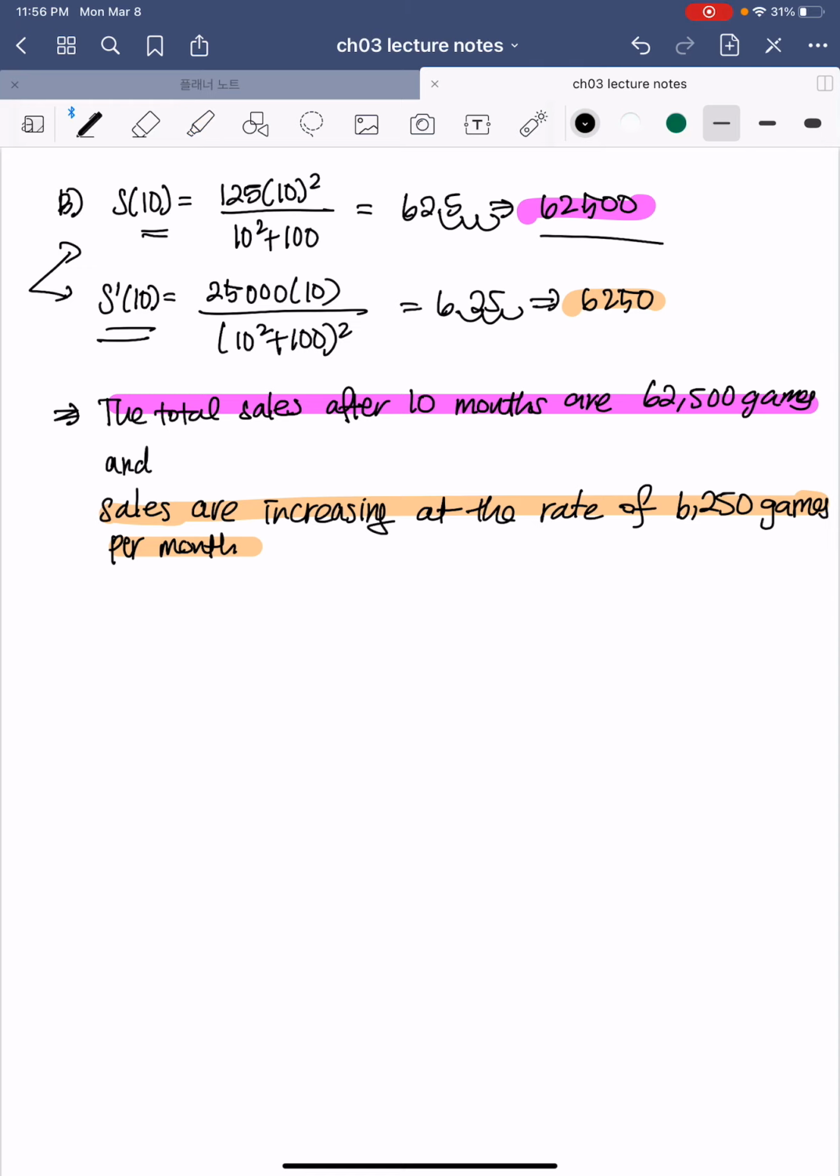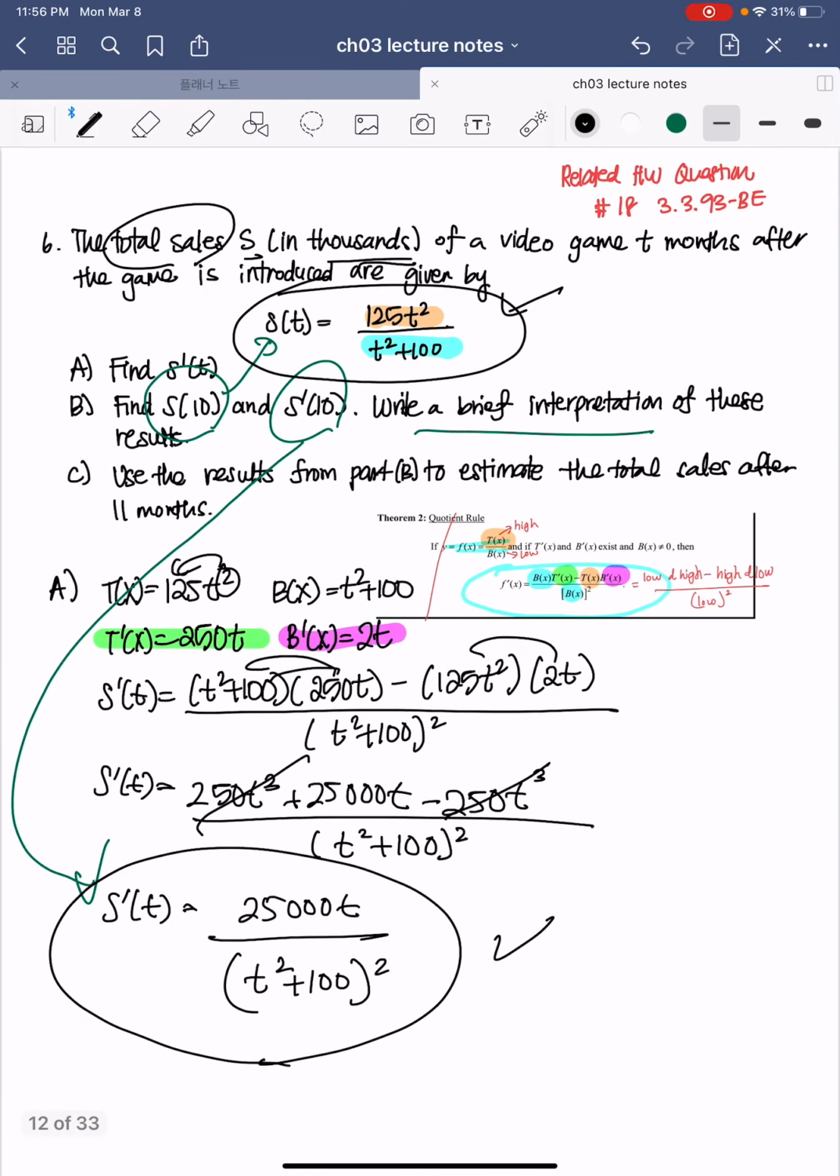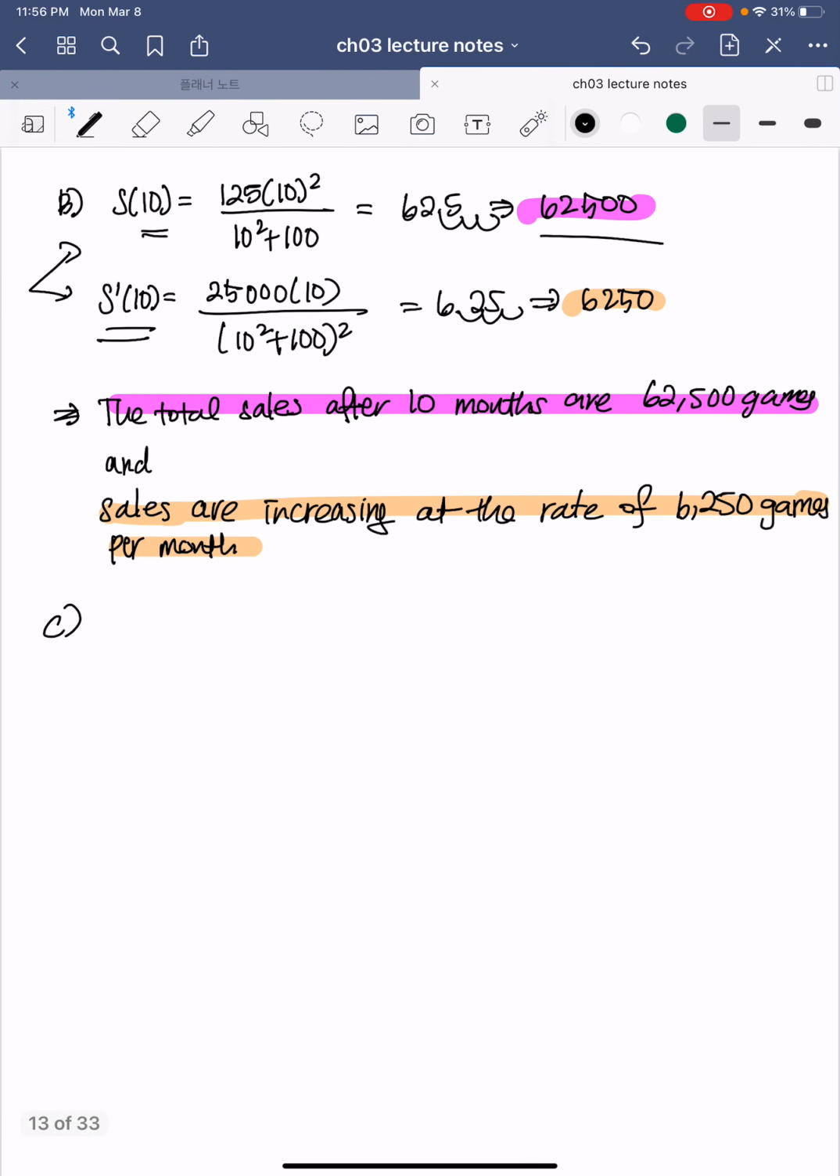Okay. Last one, part C. Use the result from part B to estimate the total sale after 11 months. We did the 10 months, so what happens at 11 months? Well, you know that this is 10 months. If it's 11 months and we know that it grows by 6,250, I can just add these two, because this is a per month rate, then I'm getting the 11 month.